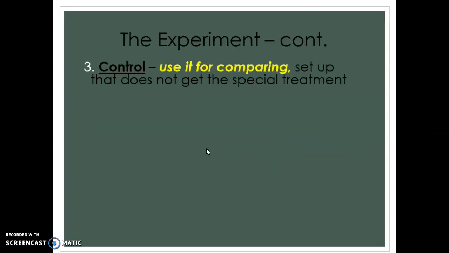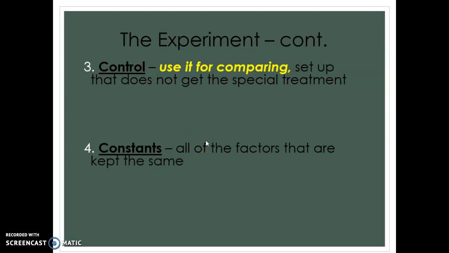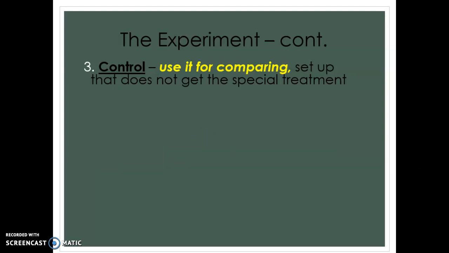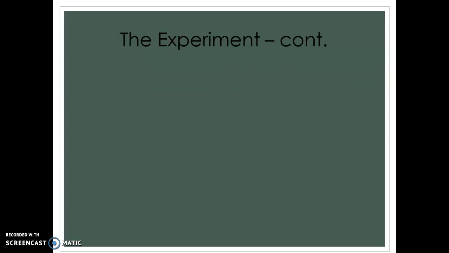Next is our control. The control is used for comparing. It's kind of like a baseline that we can compare back to. This is a setup that does not get that special treatment. So if we think of our independent variable as a special treatment, what we're changing and doing special for our setup, the control would not get that special treatment. The control in our brine shrimp lab was the 0% salt solution. It didn't get the special treatment of the salt or the varying salt concentrations that the other dishes received.